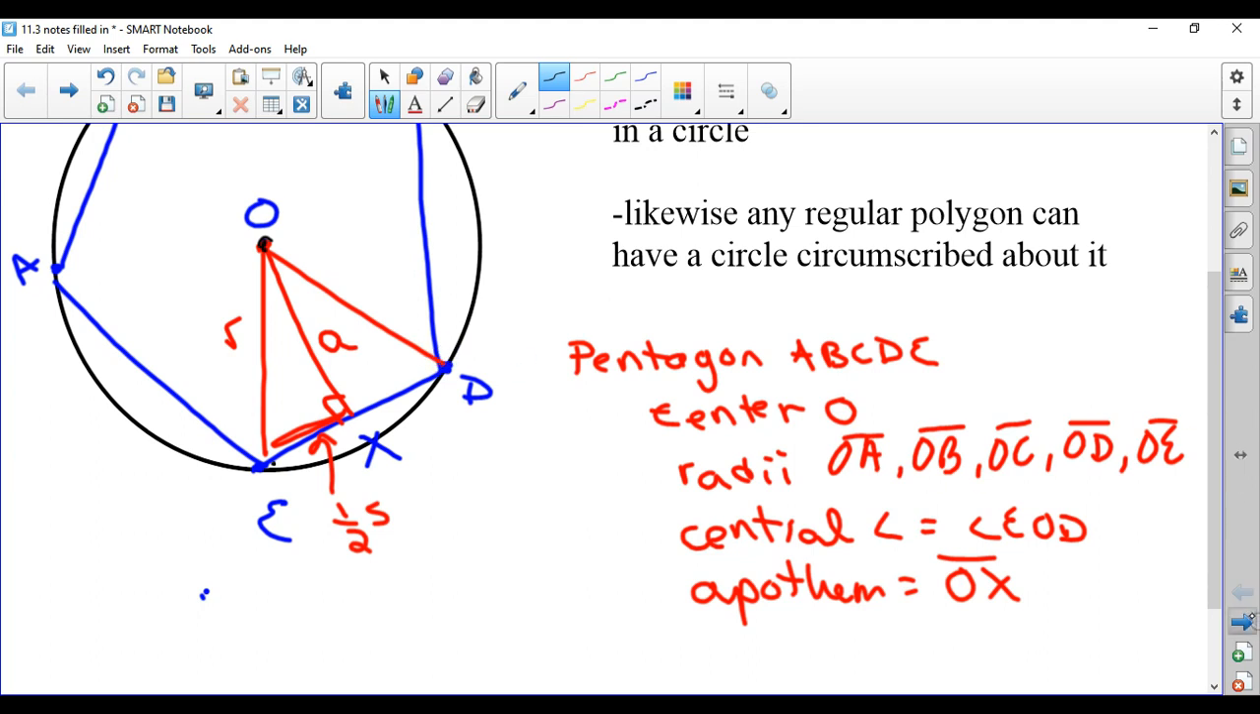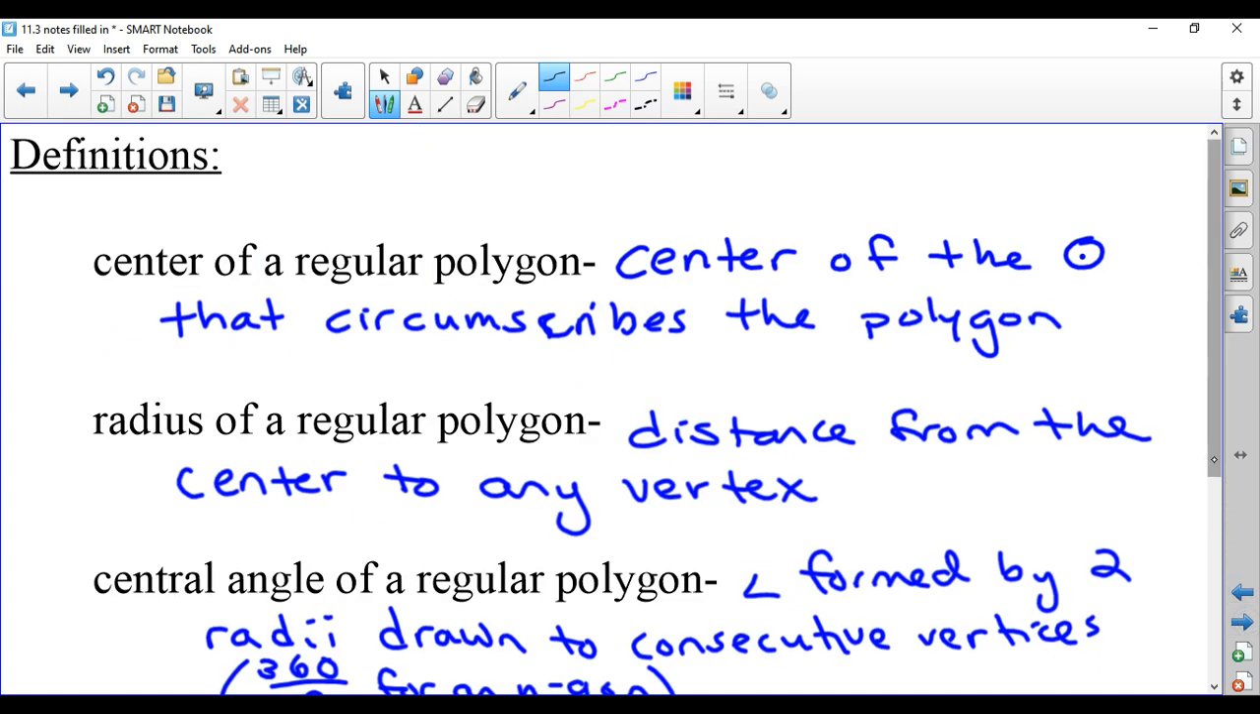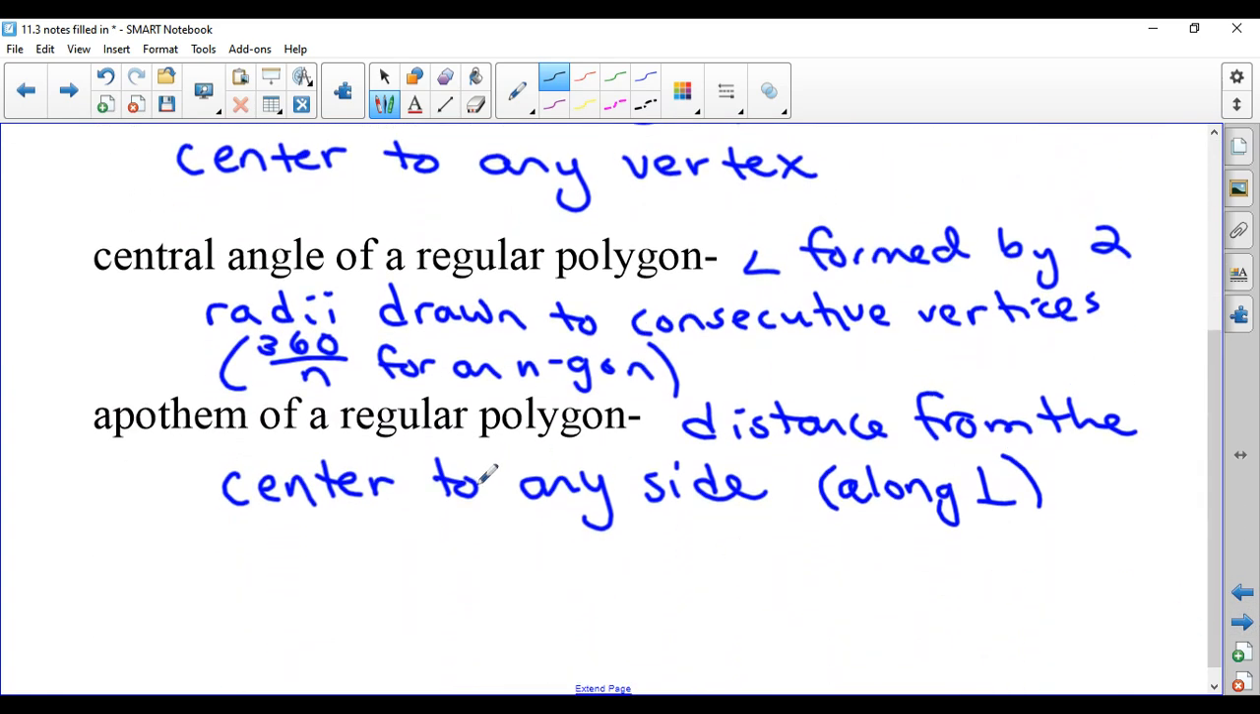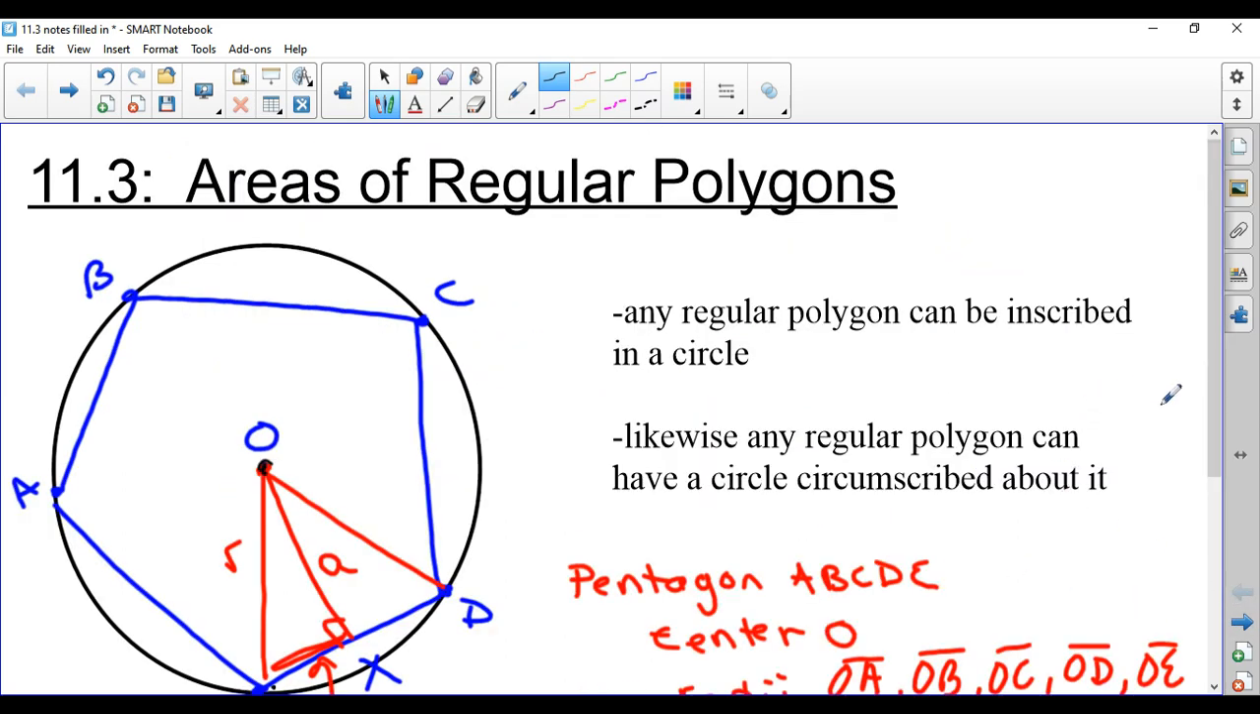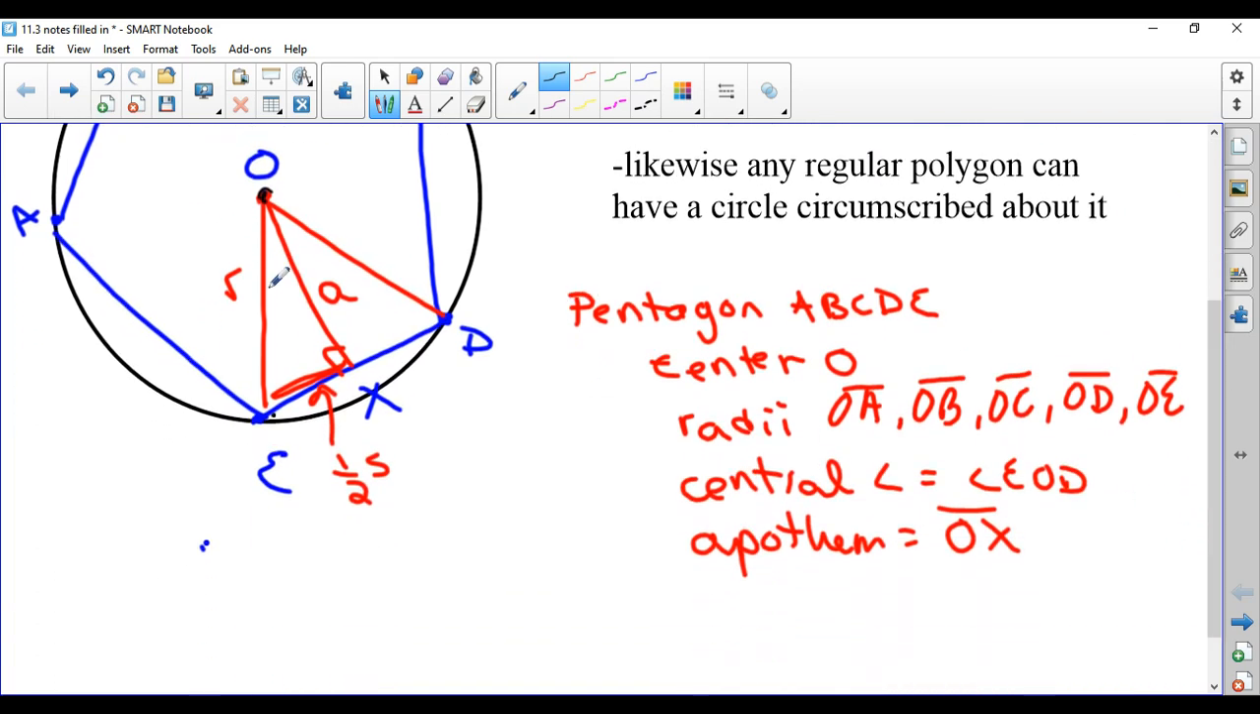The last term is called the apothem or the apothem. Both are correct pronunciations. The apothem of a regular polygon is the distance from the center to any side. And we remember that when you measure distance from a point to a line, it's always on a perpendicular. So in this diagram, my apothem is the distance from O to this side ED. It's the length of this perpendicular. We use a lowercase a for apothem, and here's the R for the radius.